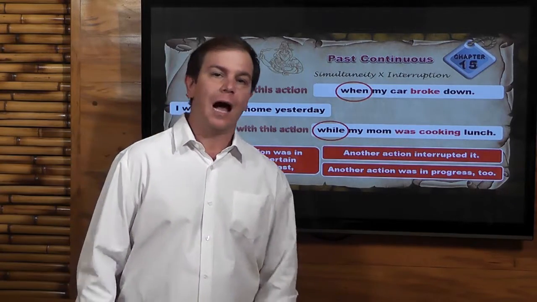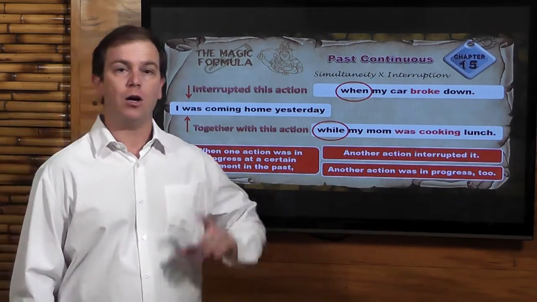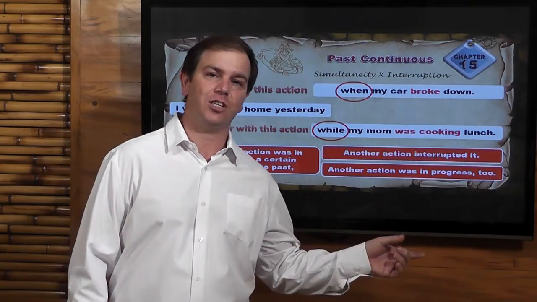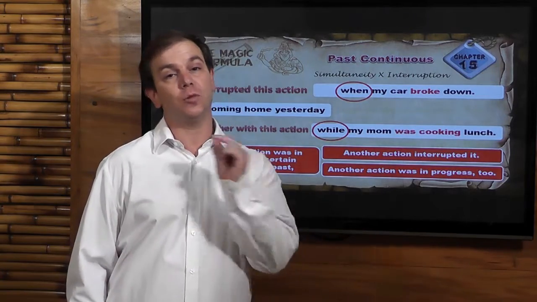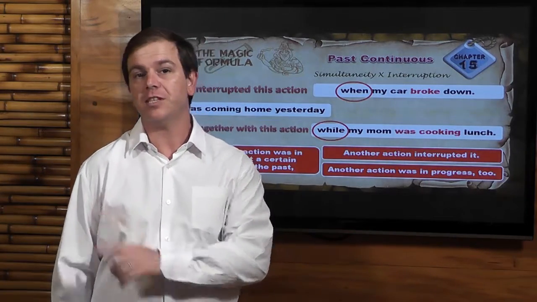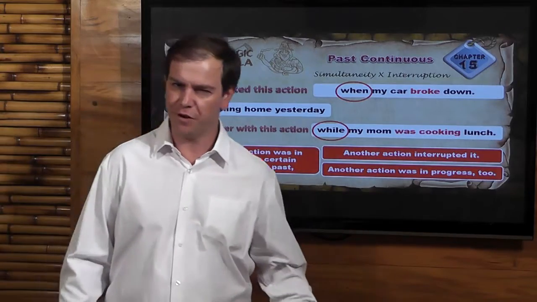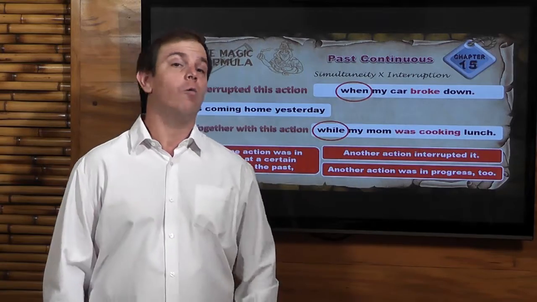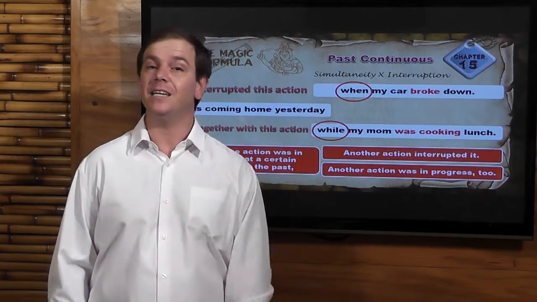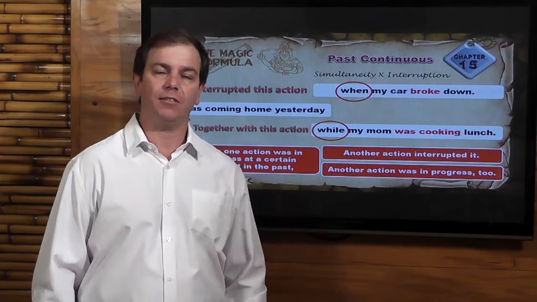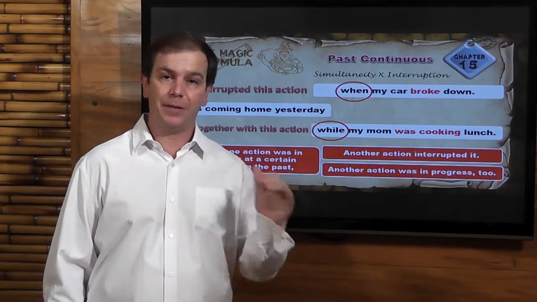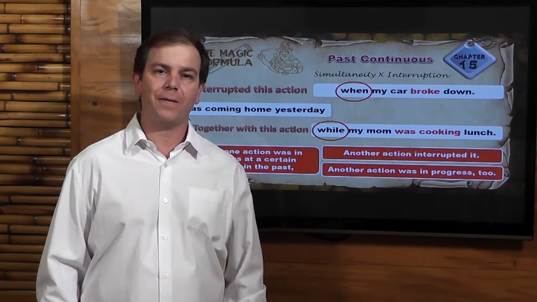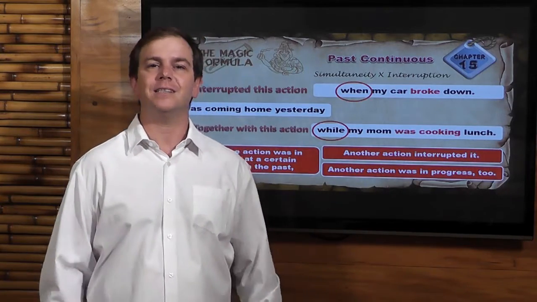Another example for you. I was sleeping last night when my cell phone rang. So as you can see, the second action, my cell phone rang, interrupted the first action, I was sleeping. So of course, I got very angry. In another case, I would say, I was sleeping last night while my friend was watching TV. So there's no interruption in this case. We only have two actions happening simultaneously at the same time in the past. Primarily, this is the idea for past continuous.